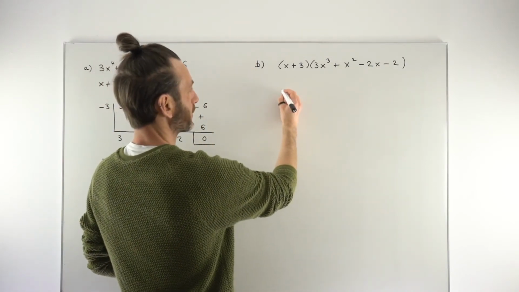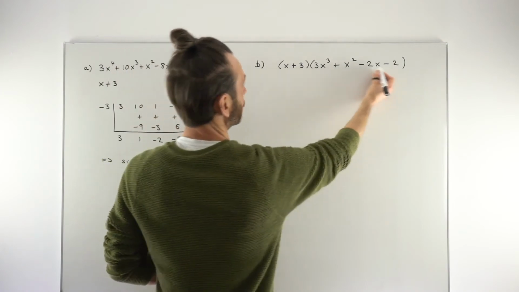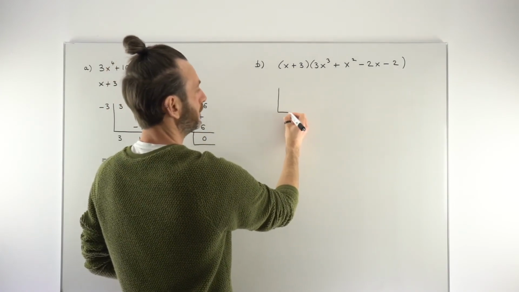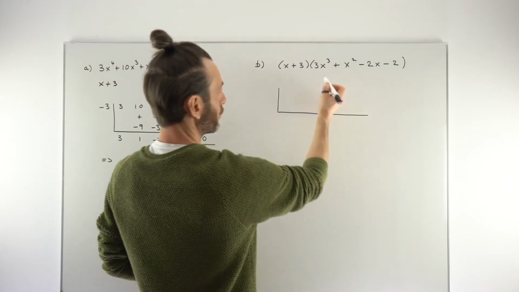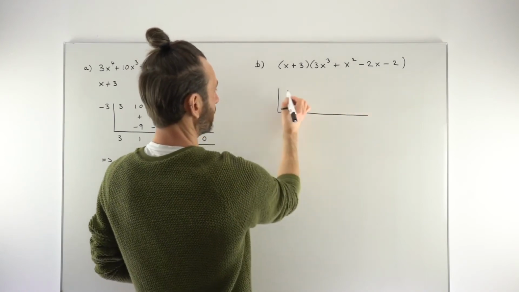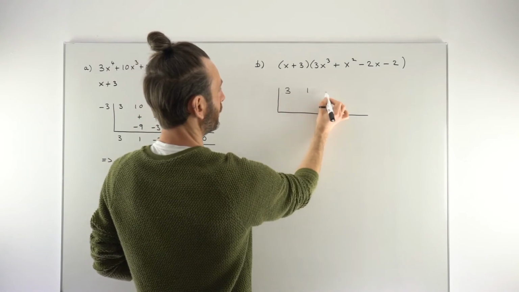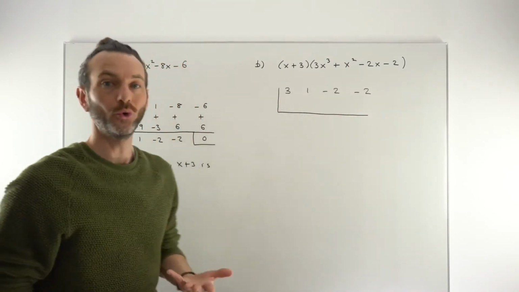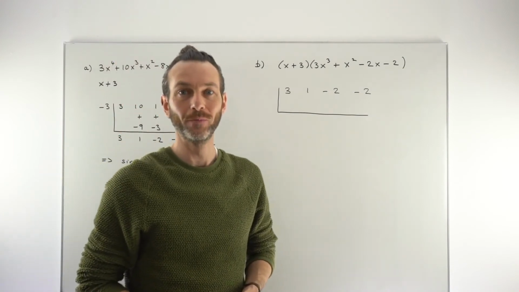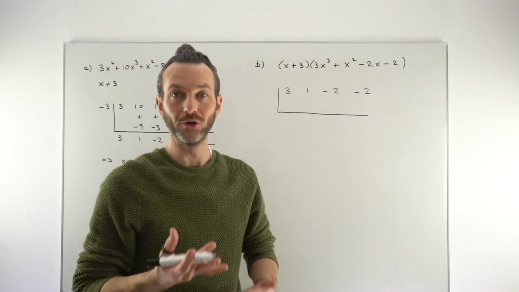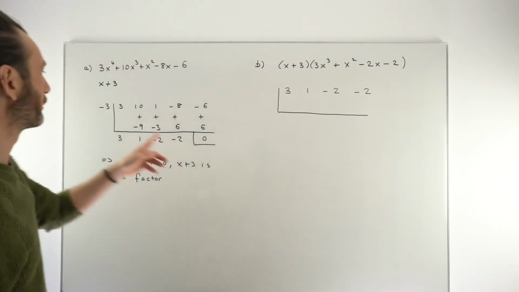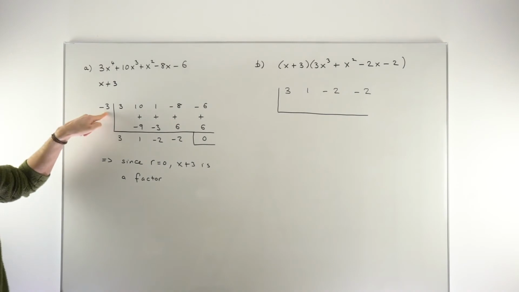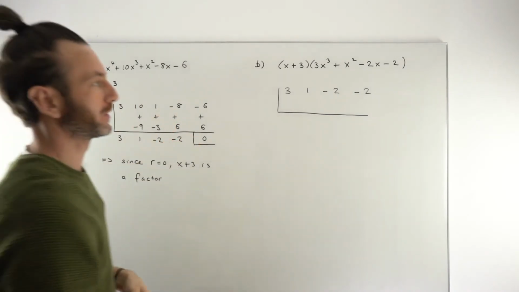So setting up our synthetic division table just for this bit here, okay? So that would look like just putting in the coefficient numbers, 3, 1, minus 2, and minus 2. But the difference this time, we don't know what one of the factors is. So this requires you to use a slightly different technique. Over here, we knew it was a x plus 3 we were working with, so we put a minus 3 outside the table. We don't know what we're using this time.